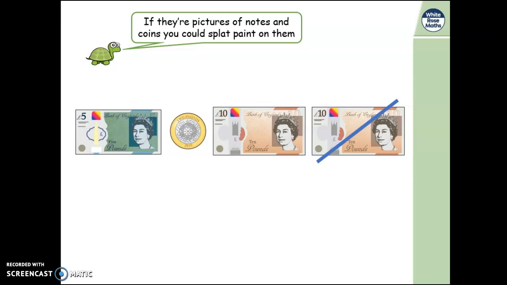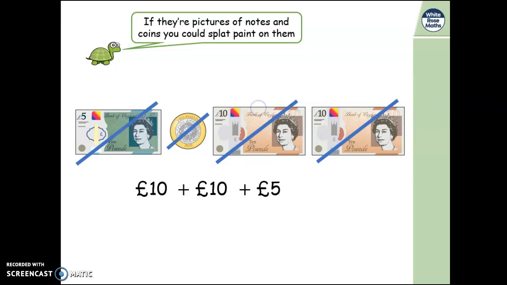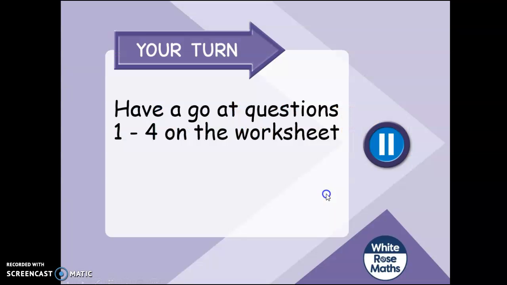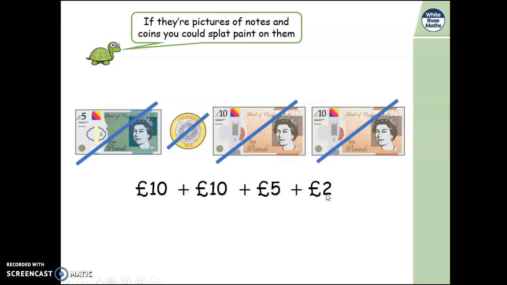So that's £10, £10. Then the next greatest value is the £5 and the £2. 10 add 10 is 20, 20 add 5 is 25, 25 add 2 is 27.